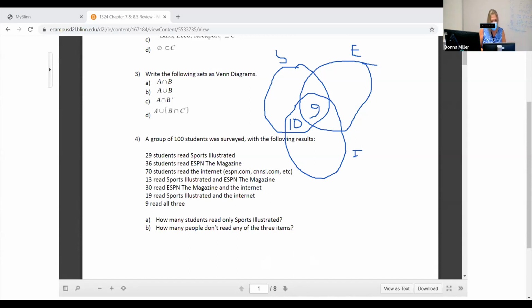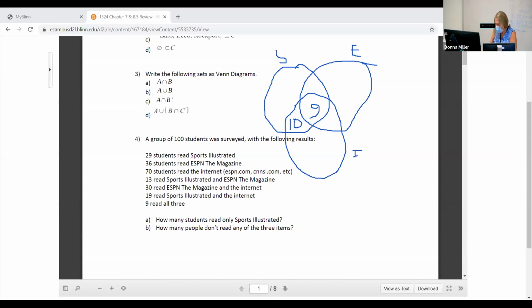30. Read ESPN and the internet. So ESPN, the internet, let's see, that's this overlap right here. It needs to add to 30. So I do 30 minus 9 is 21. All right. So I go over here.